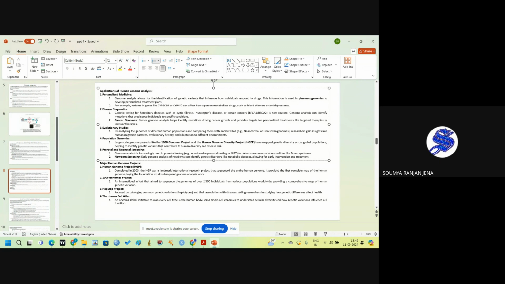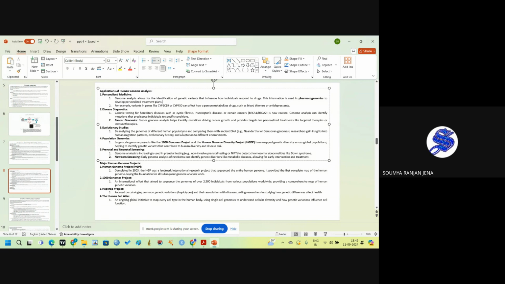Then, for example, variant genes like CYP2C19 or cytochrome P450 affect how a person metabolizes drugs such as blood thinners or antidepressants. We check whether this gene is overexpressed or underexpressed for different types of drugs, because this is very important. Cytochrome P450 detoxifies the different types of metabolic drugs.